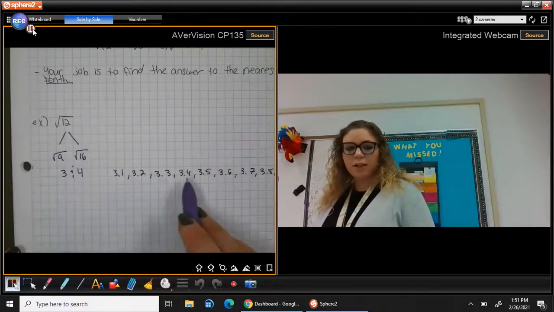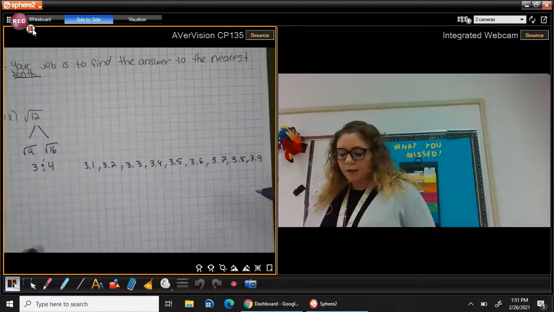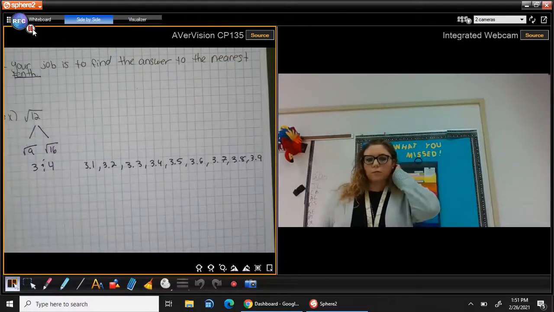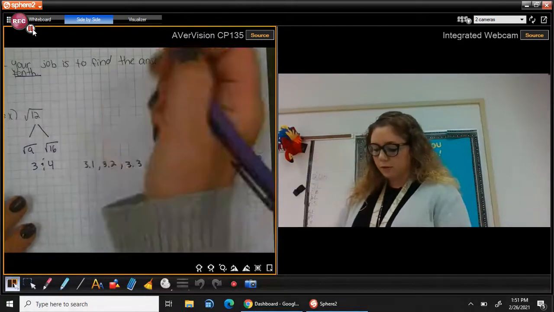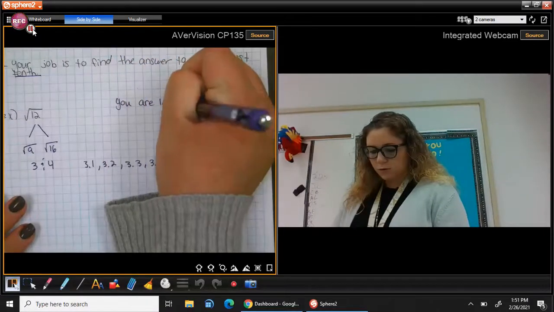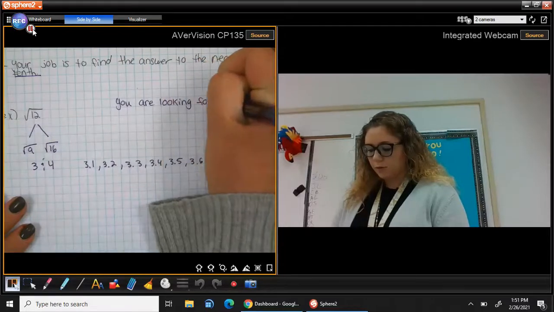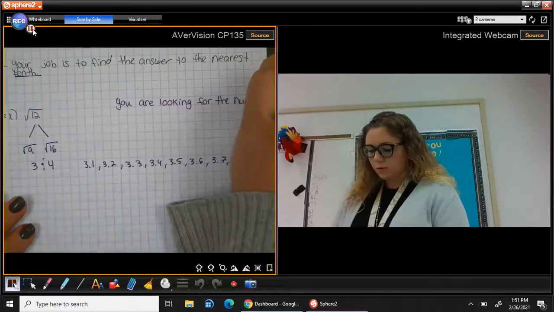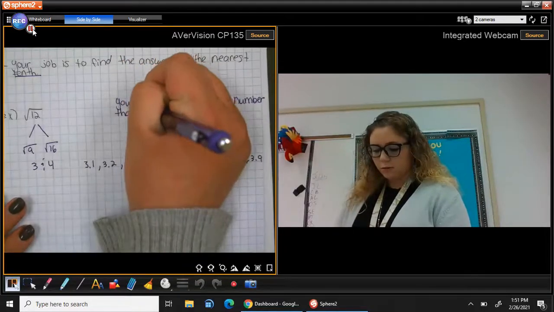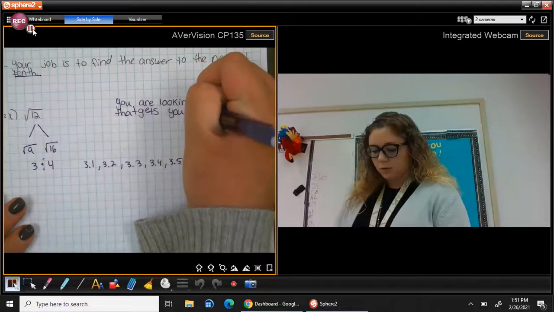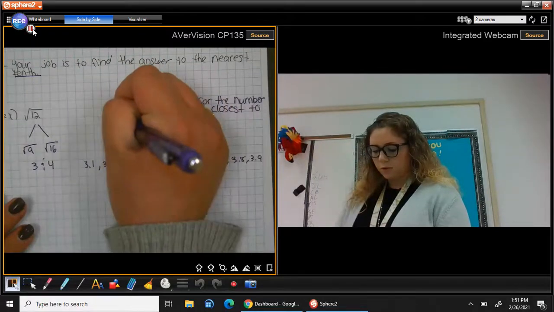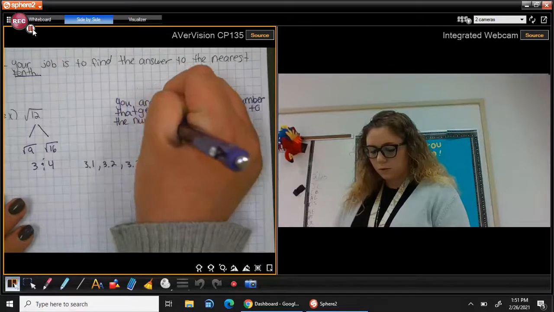Okay, your answer is going to be one of these numbers right here. It's not going to be 4 because it's between 3 and 4. So you're looking for the number that gets you the closest to the number inside the square root.